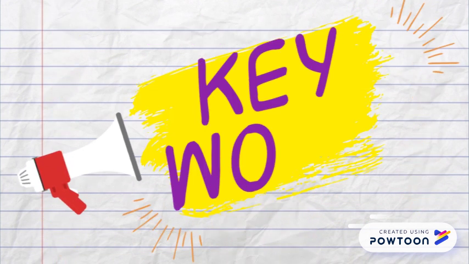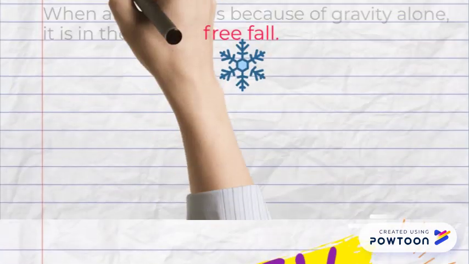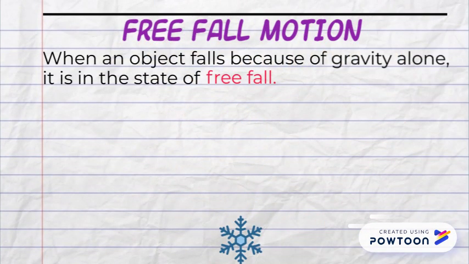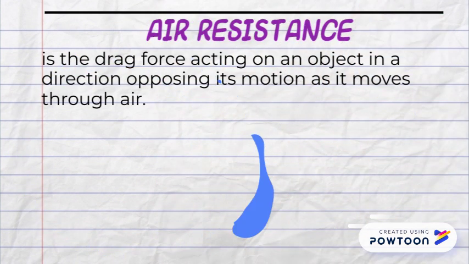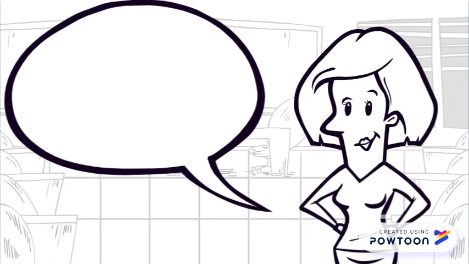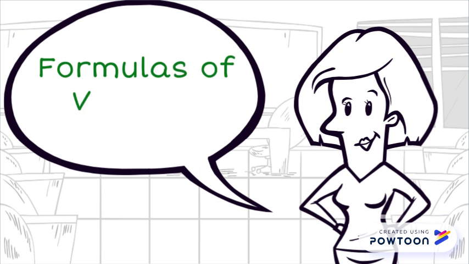Here are more keywords to remember. When an object falls because of gravity alone, it is in the state of free fall. Air resistance is the drag force acting on an object in a direction opposing its motion as it moves through air. Now let's proceed to the formulas of vertical motion.